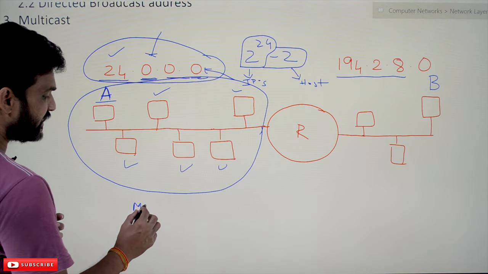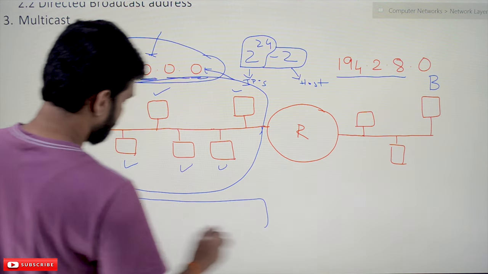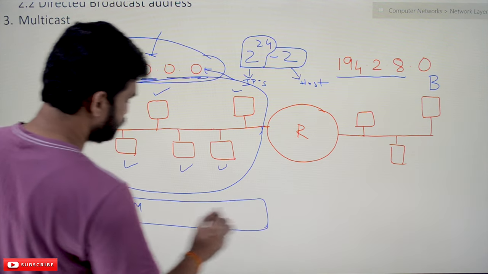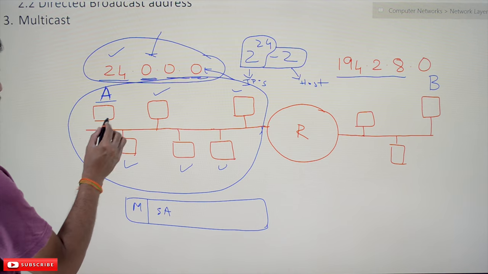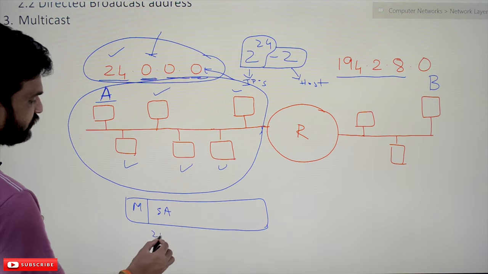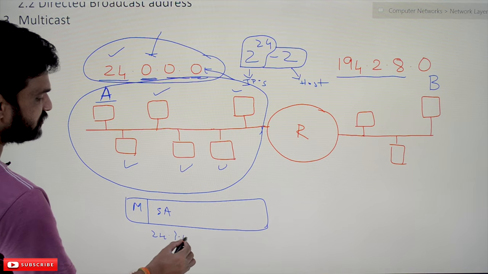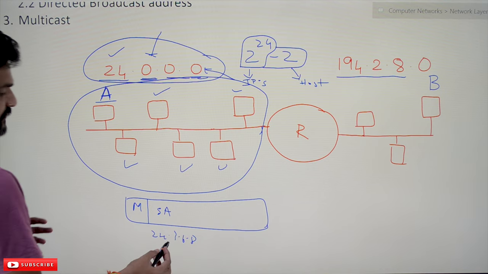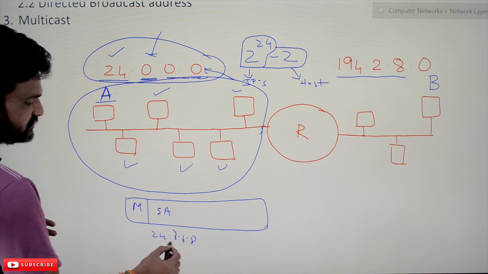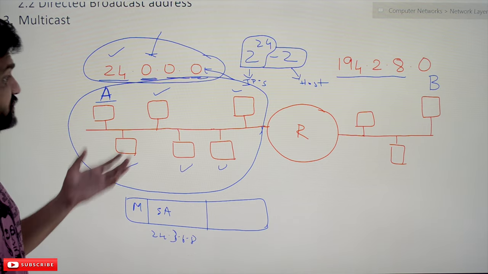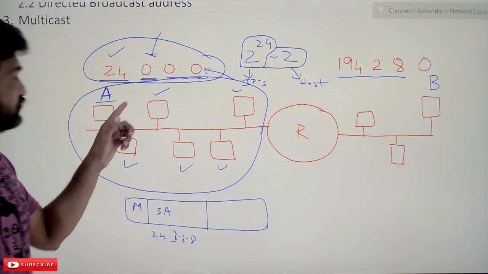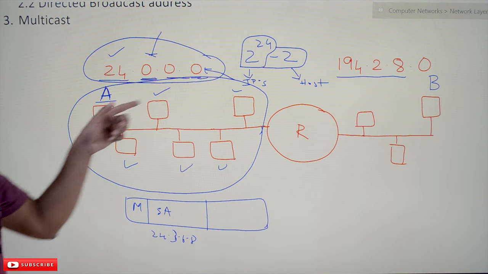For example, if you take this message, the source address will be attached. Assume that this is 24.3.6.8, some number. So 24.3.6.8 is the source address, and then the destination address to which system it has to transmit. It has to transmit to all the systems in the network.